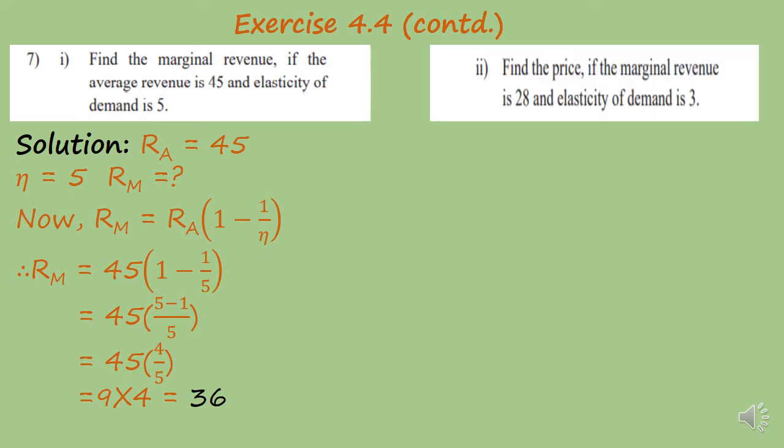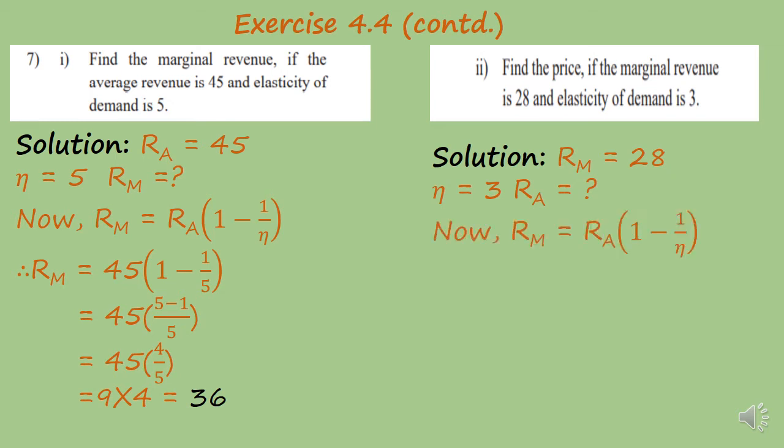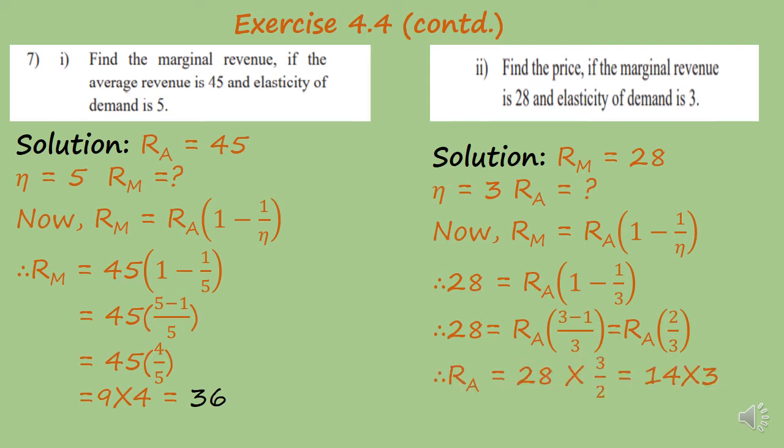The next sum is also easy in the same way. Here what is given? Marginal revenue is given. That is, Rm is given and eta is also given, which is 3. You have to find out Ra. So again in the same formula, only Ra is the unknown quantity. So we apply the formula this way. We equalize the denominator in the bracket and thus we solve it in this way. Just observe the steps. And so we get the value for Ra.